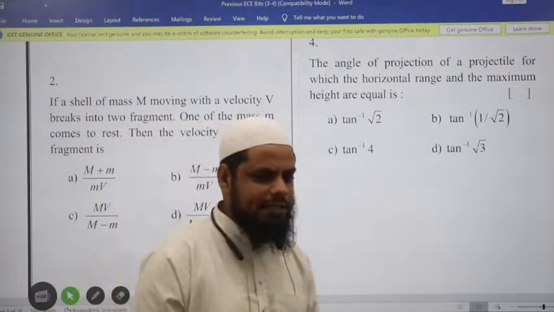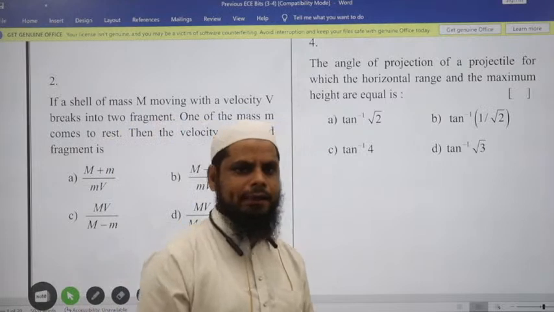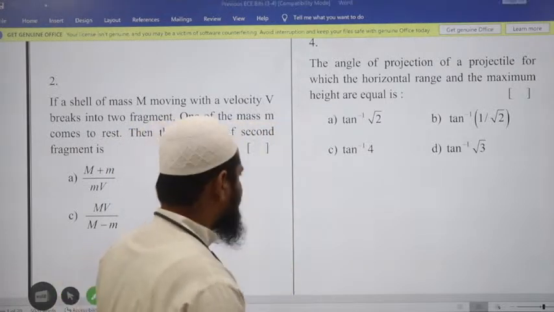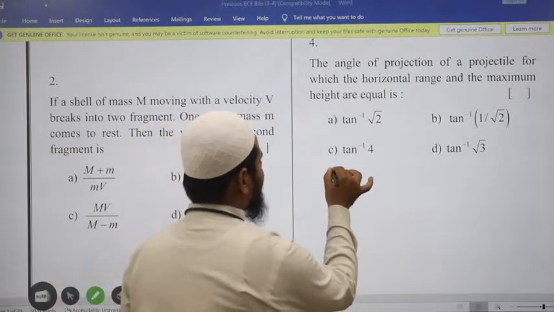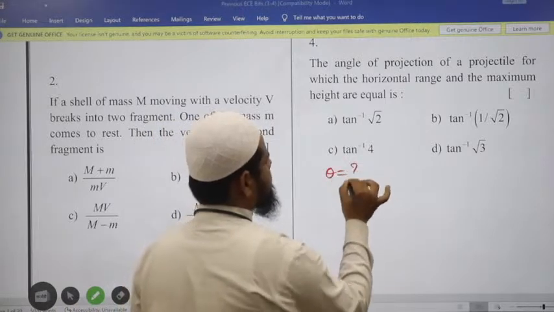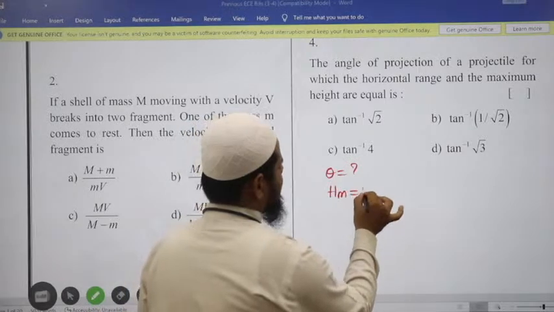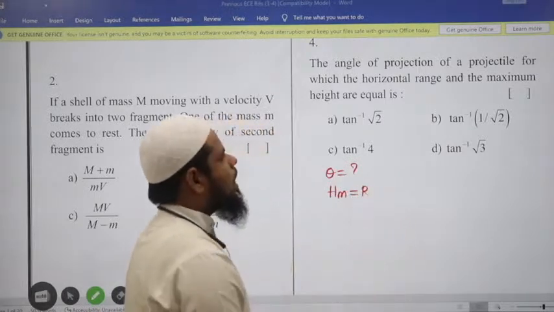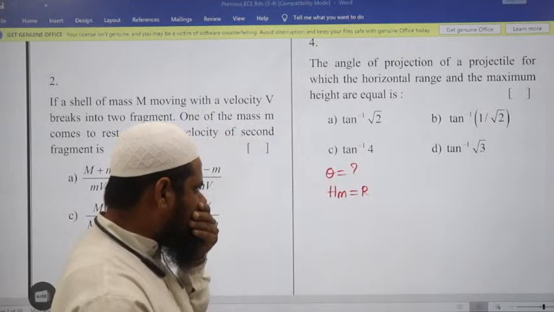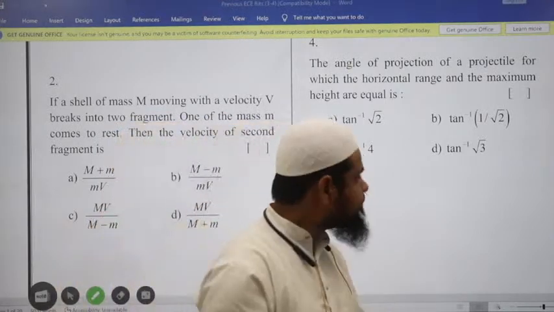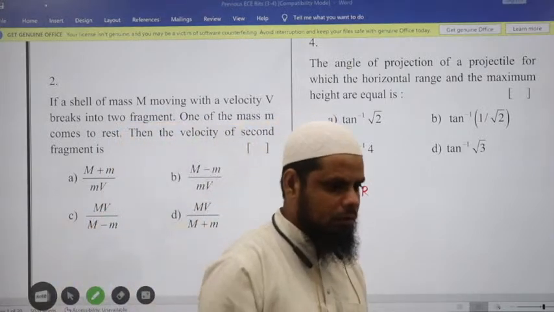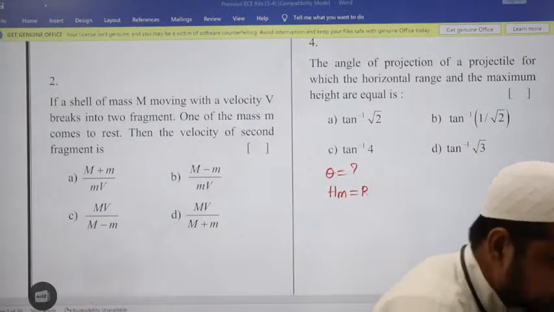Can anyone guess? What is the question? At what angle is h max equal to range? Option 3. Very good. Prakash, very good.